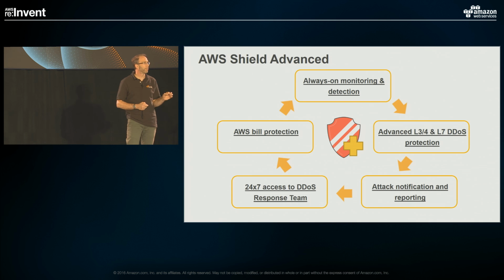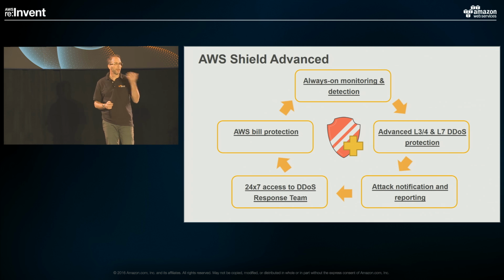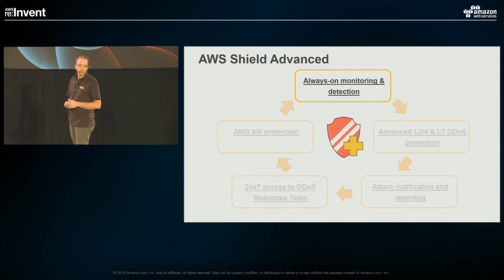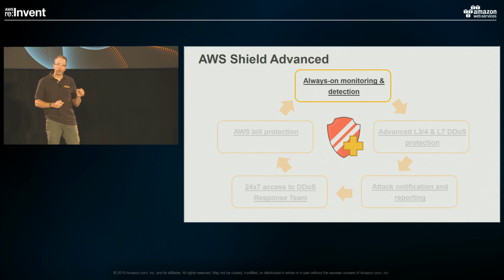And then you also get protection against spikes in usage that can occur due to DDoS on your protected resources. So again, CloudFront, Route 53, Elastic Load Balancing. If your costs spike as a result of a DDoS attack, we can help erase those spikes and bring your bill back down to where it would have been just with normal usage. So now let's dive into each of those a little bit more deeply.